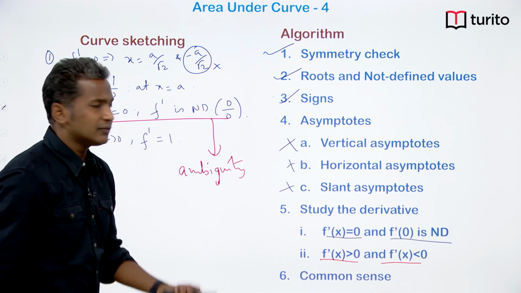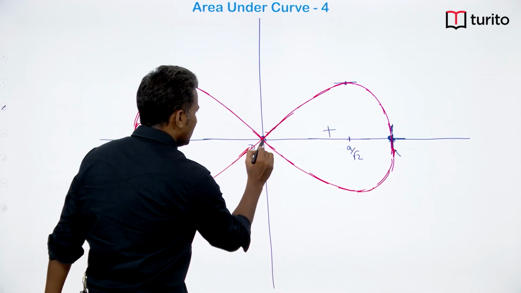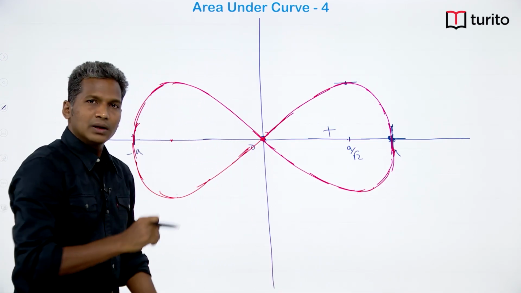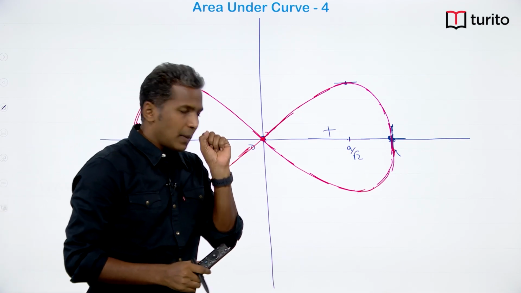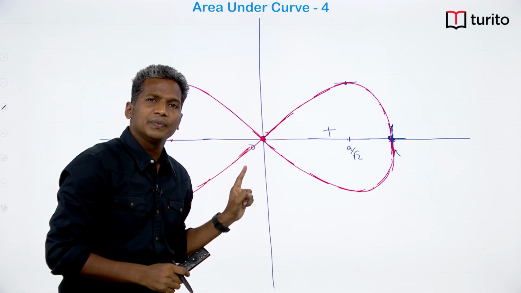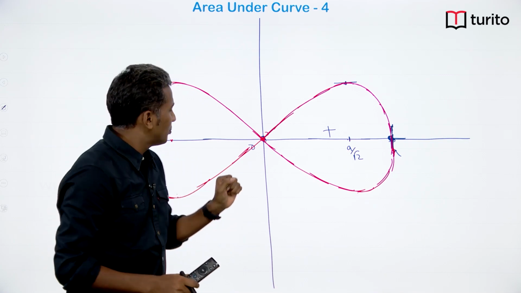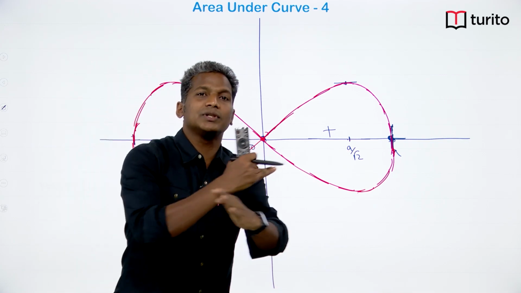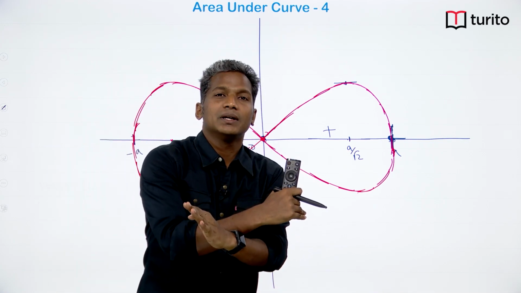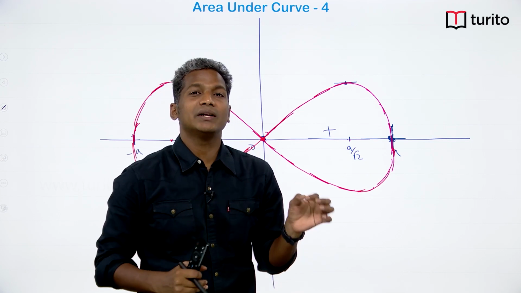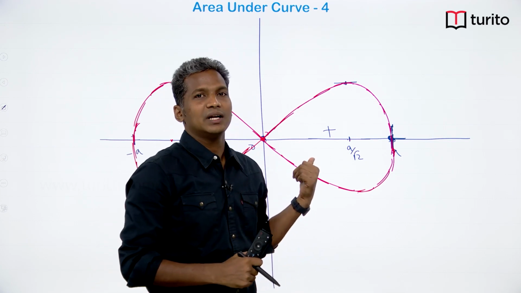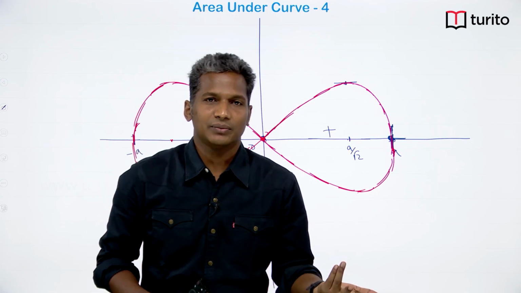Now what is the meaning of this ambiguity? Here at 0, when we differentiate, if there is only one curve, it will give us a slope. But here there are two branches of the curve which are intersecting. So that means the derivative is ambiguous here. It will not give you one particular value.